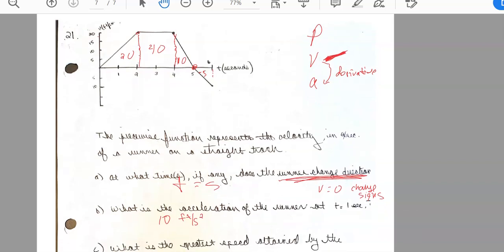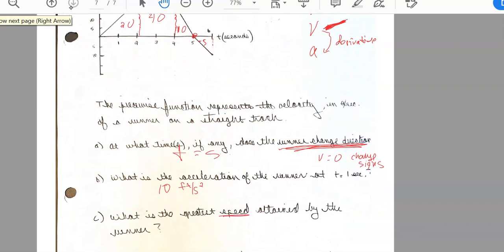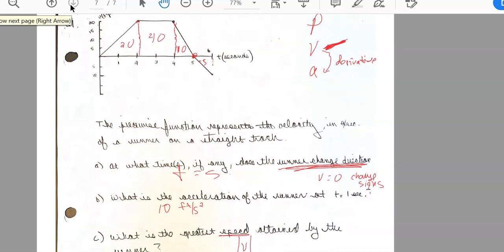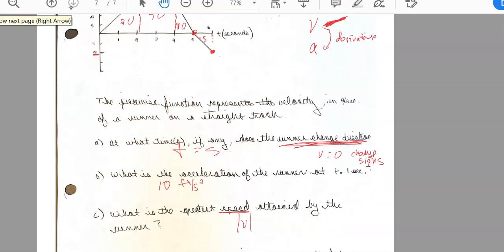C is asking what is the greatest speed attained. Speed is the absolute value of our velocity. We are looking at a velocity graph, so wherever it has the greatest absolute value would be our greatest speed. The greatest positive velocity is up here at 20. The most negative velocity is down here at negative 10. Between 20 and negative 10, the one with the largest absolute value is the 20. So our greatest speed was 20.